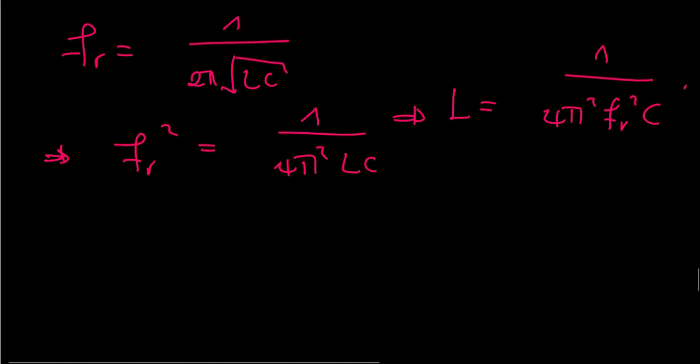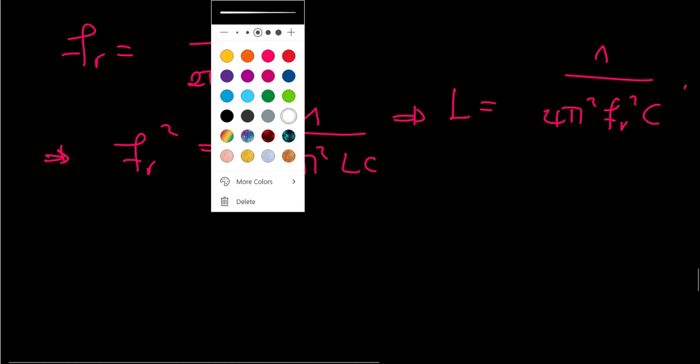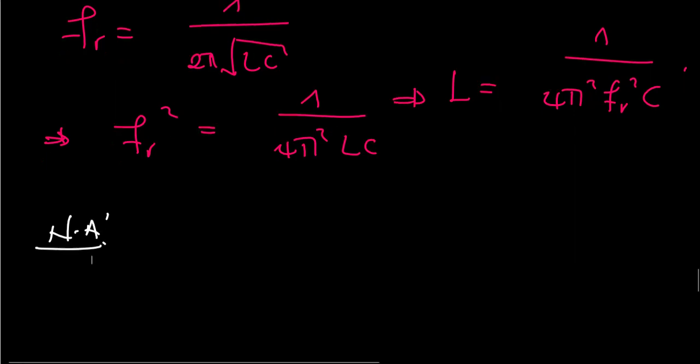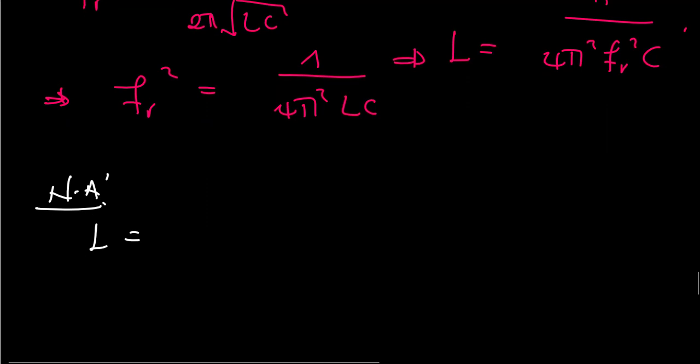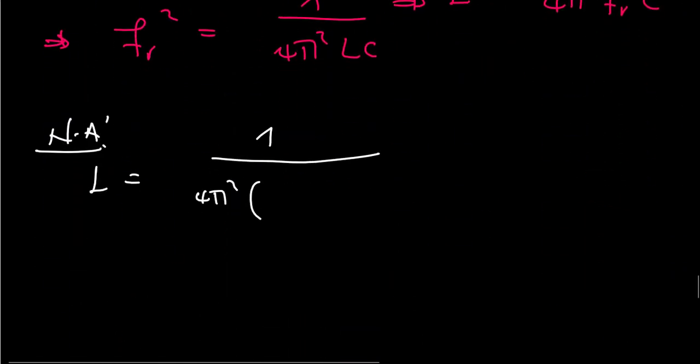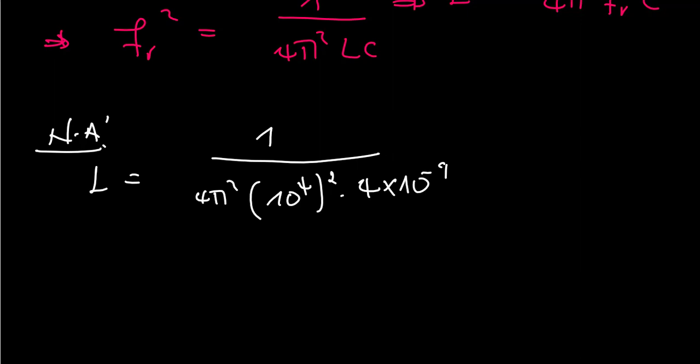So the numerical application gives the inductance L will be 1 divided by 4 pi squared times the resonance frequency, which is 10 to the power 4 Hz, all of that squared, times the capacitance, which is 4 times 10 to the negative 9. And so let's simplify this expression and get the correct answer.